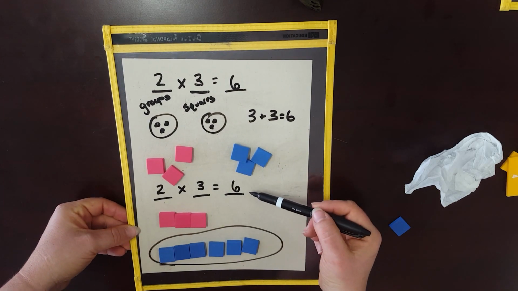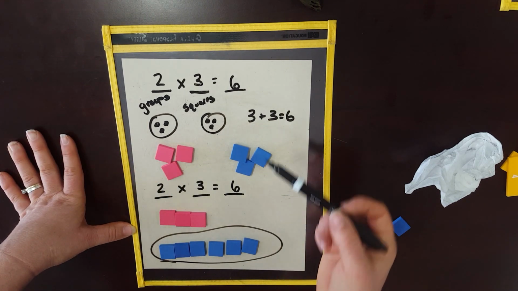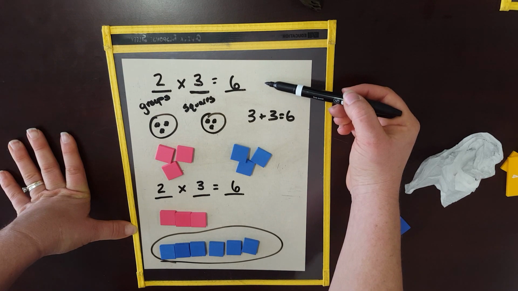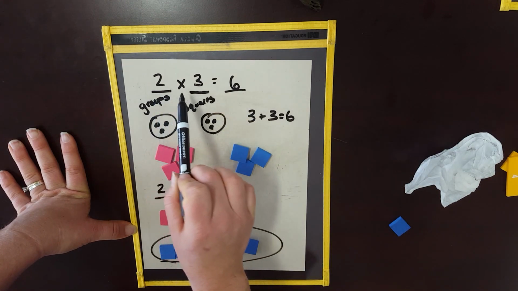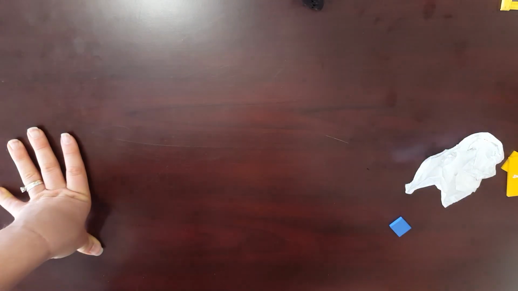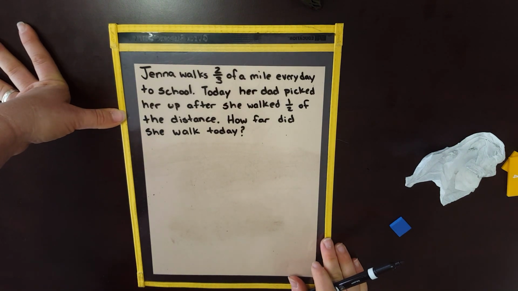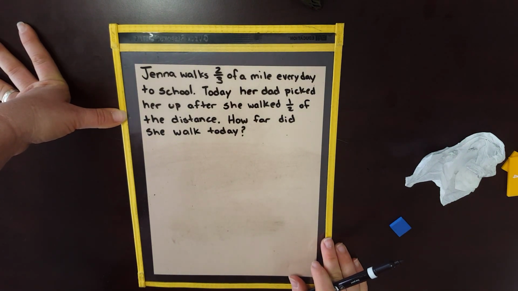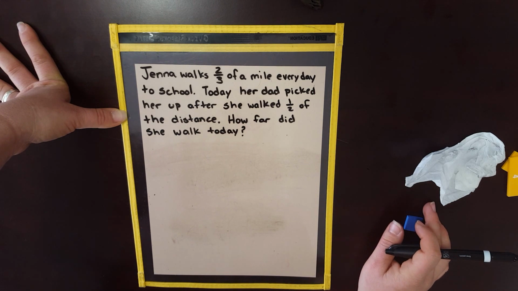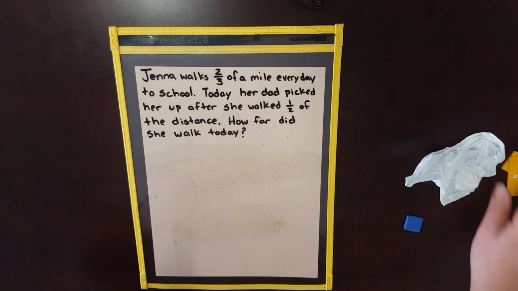This multiplicative comparison is going to help us a little bit with fractions because it's easier to understand. With equal groups, it's hard to understand that we have half of a group that is 3 big. You can do it in some word problems, and I'll show you an example of that. So let's look at a fraction problem. Jenna walks 2/3 of a mile to school every single day. Today, her dad picked her up after she walked half of the distance. How far did she walk today?